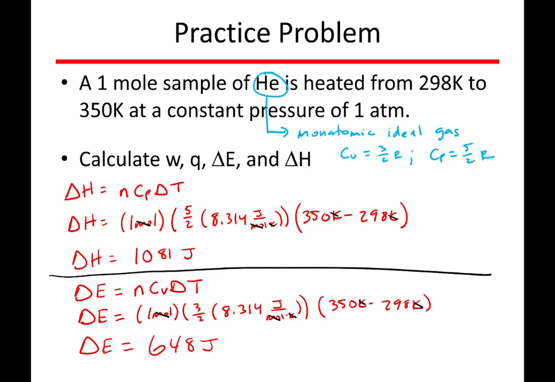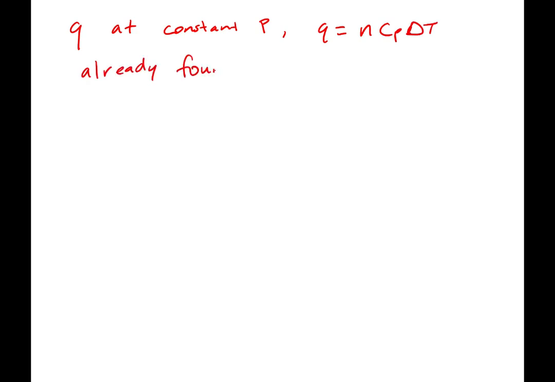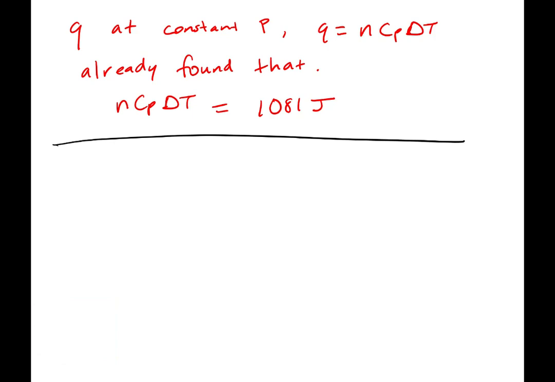Now I'm going to go on to the next slide and worry about the path-dependent variables. For Q, at constant pressure, we can say that Q equals N CP delta T. And we already calculated that, right? We already found that when we got delta H. We found that N CP delta T was equal to 1081 joules. That was on the last slide when we found delta H. So that one is already done. When pressure is constant, Q and delta H will be the same.